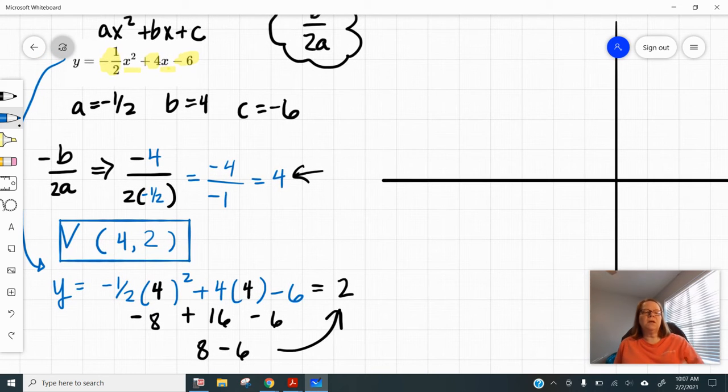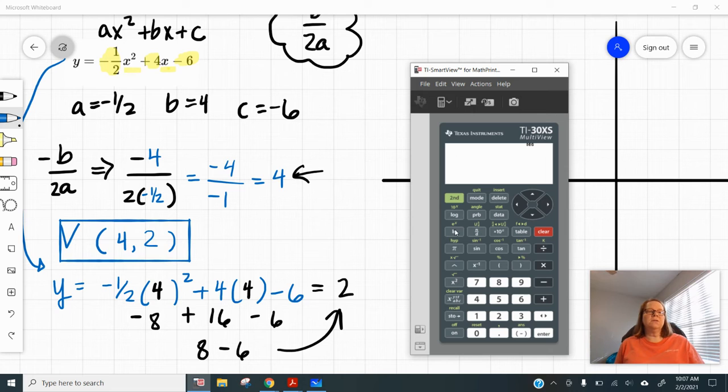If you've got that handy dandy calculator, it really is handy dandy because it'll plug this in really quickly. Negative 1/2 parentheses, plug in that 4 squared, plus 4x, and x was 4, and then minus 6. So that tells us that it's 2.